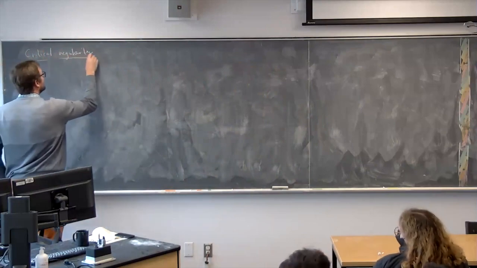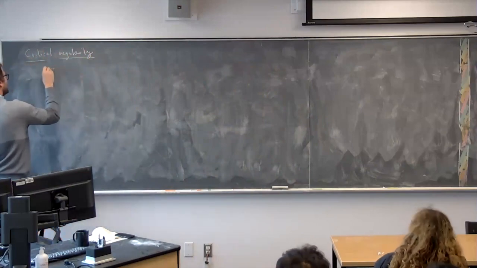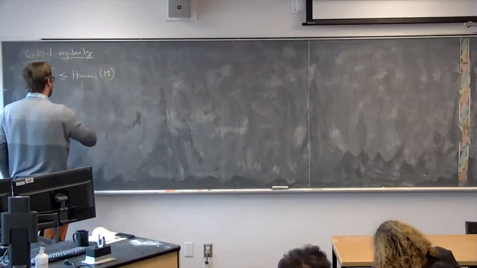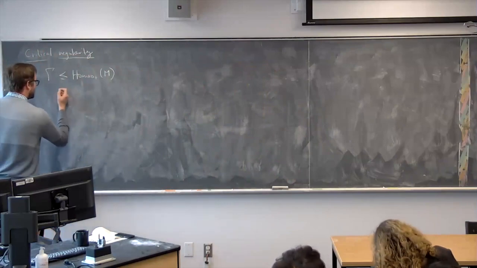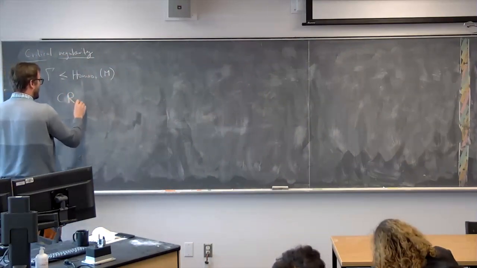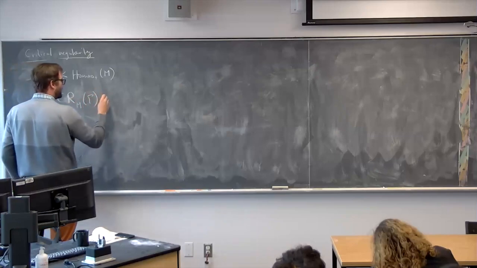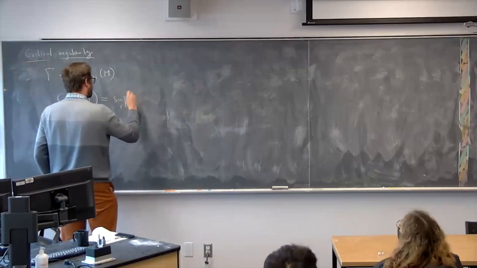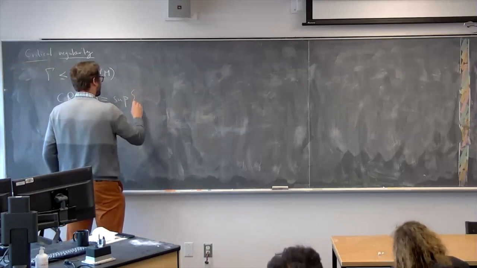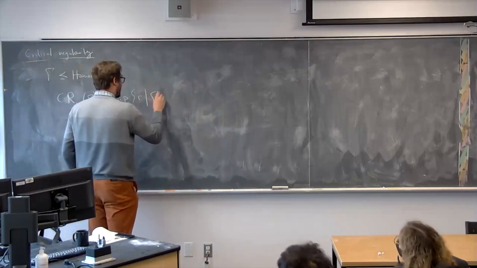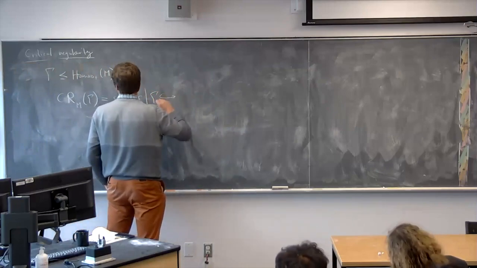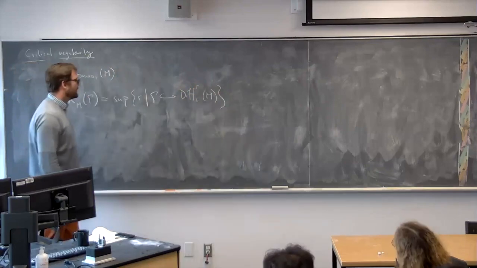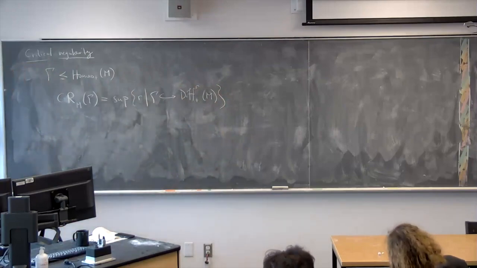So if you have gamma inside of homeo plus of M, then you can write CR of M, gamma. It is just the supremum over r such that gamma can be realized as a subgroup of diff r plus. So, a few remarks.